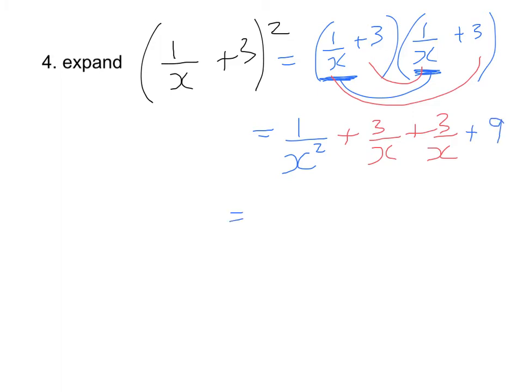Now I'm just going to add up like terms. So I get 1 over x squared plus 3 over x plus 3 over x is 6 over x plus 9. Okay, there's nothing more you can do with that.